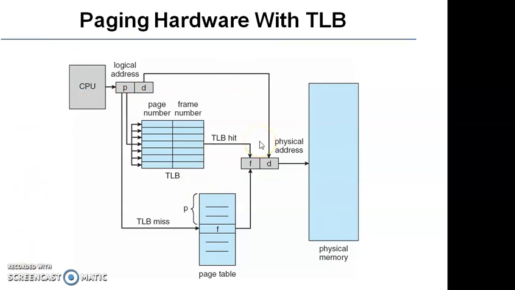Let us see the paging hardware with the TLB. As shown in the diagram, this part shows the TLB, or translation lookaside buffer. The important feature of the translation lookaside buffer is that it is designed using cache memory and it is a parallel search memory.